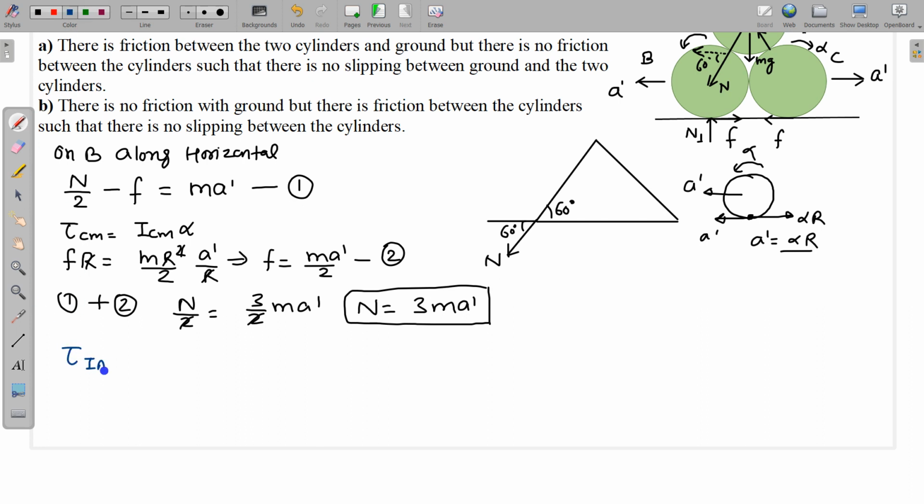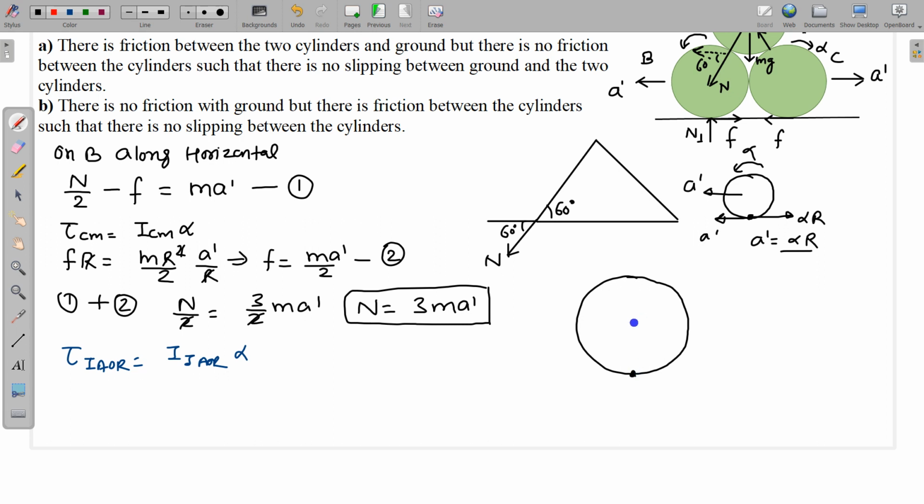Torque about the instantaneous axis of rotation is equal to I about the instantaneous axis of rotation into alpha. Now we have to see which force will produce the torque about this bottommost point. So let's draw this. So this is the bottommost point. Obviously N1, normal reaction from ground, will not produce any torque. Friction will not produce any torque. Mg, the weight, will also pass through this point.